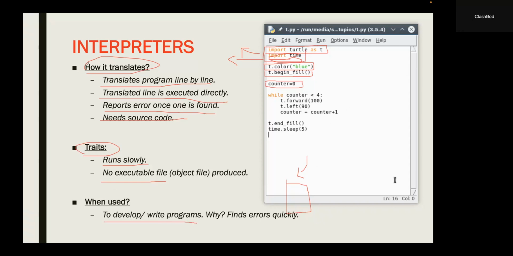So when this happens, we have an interpreter which reports an error once it is found, so it reports errors incredibly quickly. It is extremely helpful because it finds errors quickly. So interpreters are mostly used when you write or develop programs, because they find errors extremely quickly. All right, so that is interpreters. Here you have to remember these three key traits: remember that it runs slowly, no executable file is produced after it is run, and it is used to develop and write programs because it finds errors quickly.